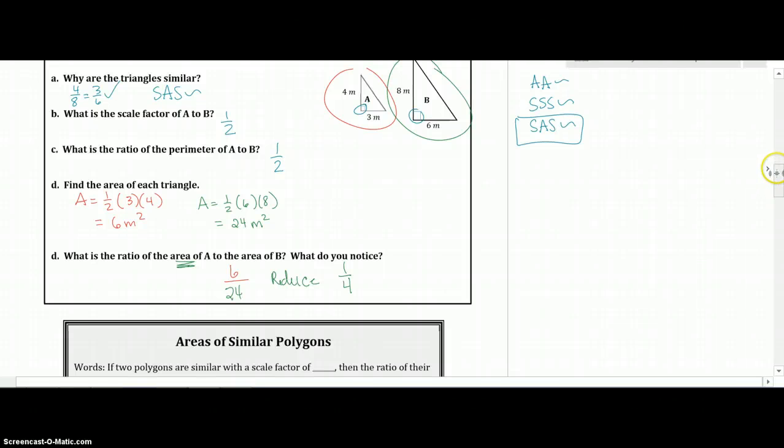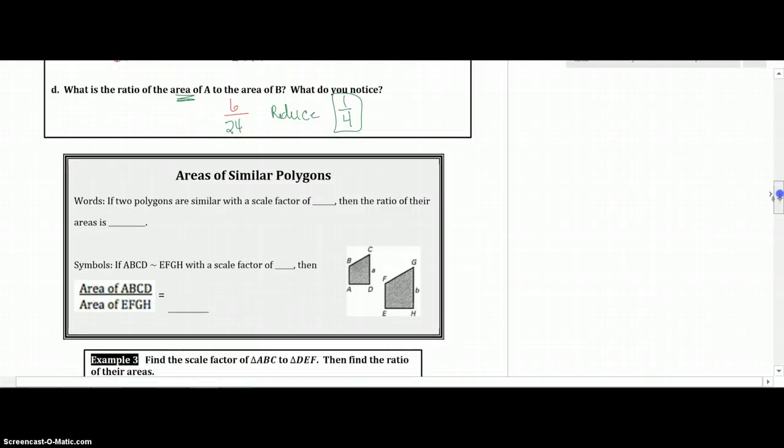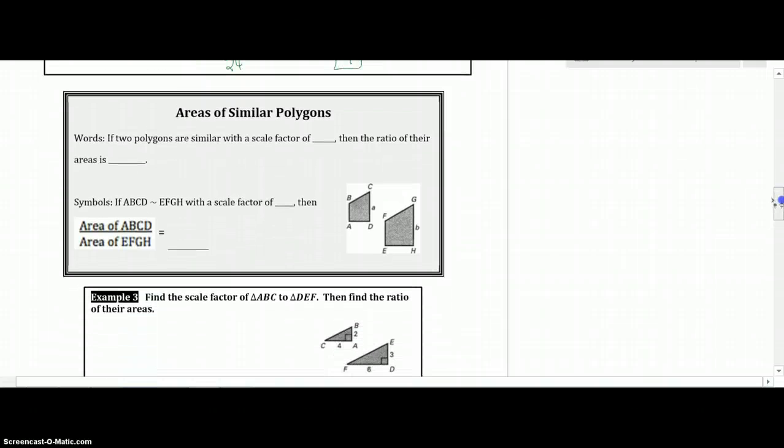So it is not the same as the ratio of the sides. It is not the same as the ratio of the perimeters. It is a little bit different. So let's talk about how it is different. If 2 polygons are similar with a scale factor of A to B, then the ratio of their areas is actually A squared to B squared, which makes sense because all the units for area are square units.